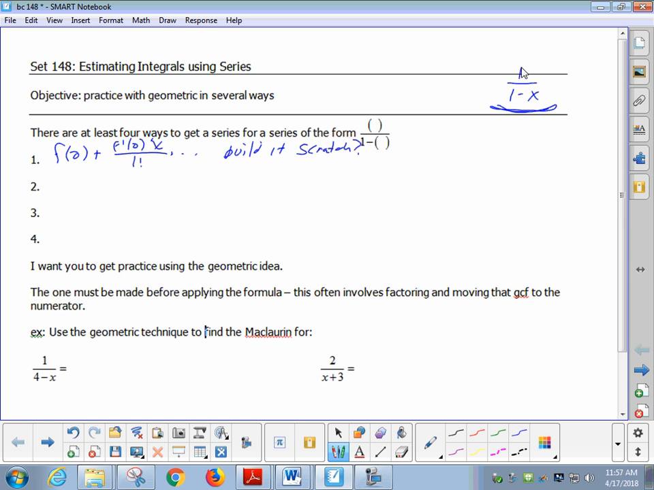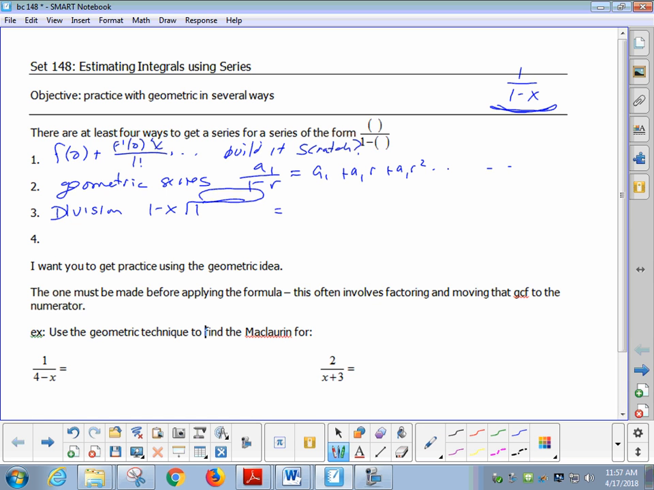Geometric series. This is a geometric series because it is of the form a1 over 1 minus r. And because of that, I know this is like the series a1 plus a1r plus a1r squared, and so on. I could build it through a geometric series, geometric formula approach. That's actually the most useful of all, which we need to practice today. I could also divide 1 minus x into 1, and I could get the series that way, through division.